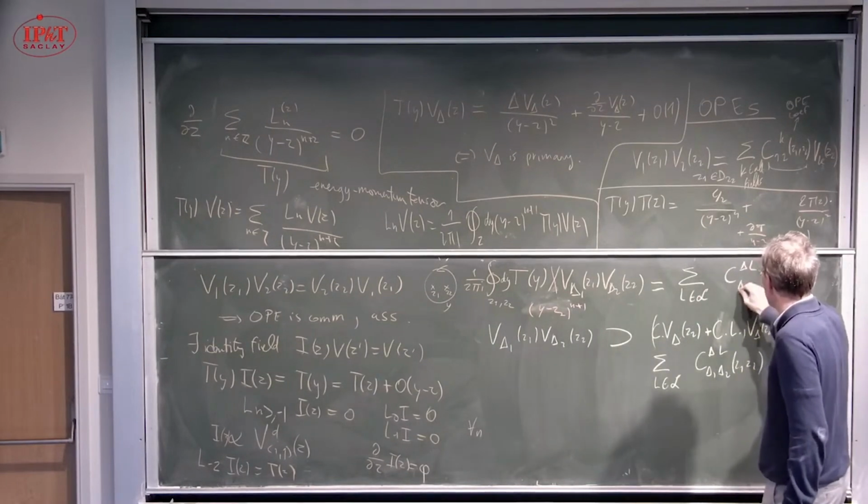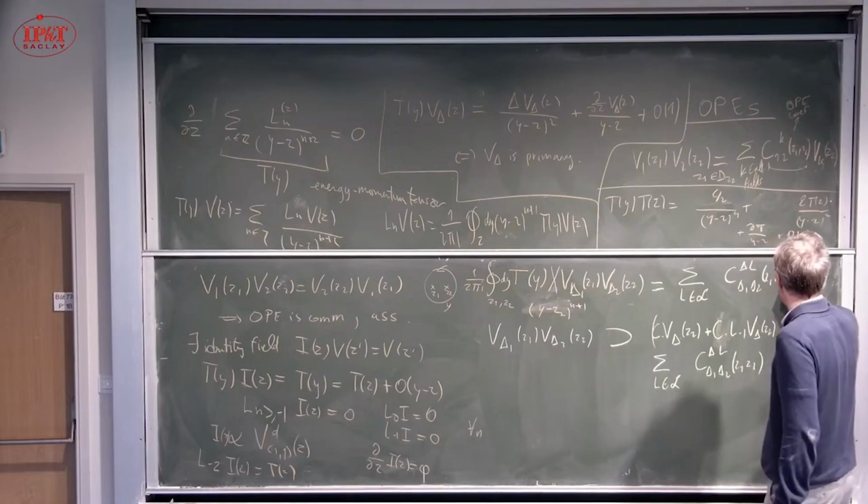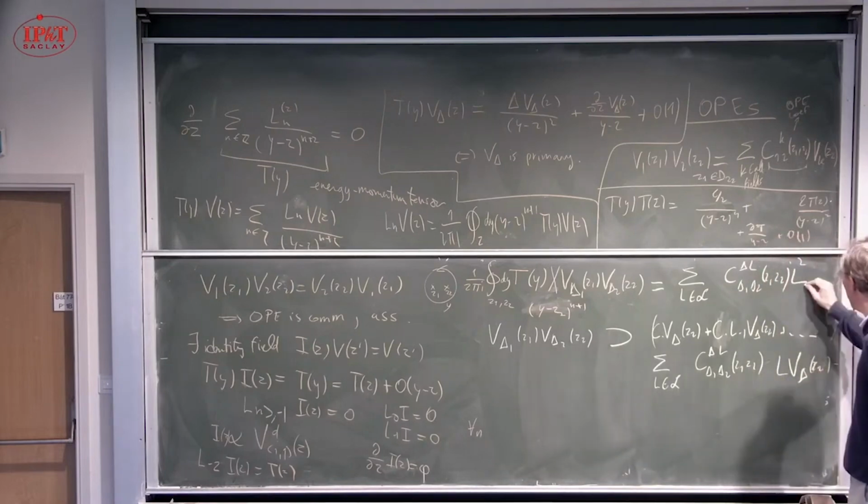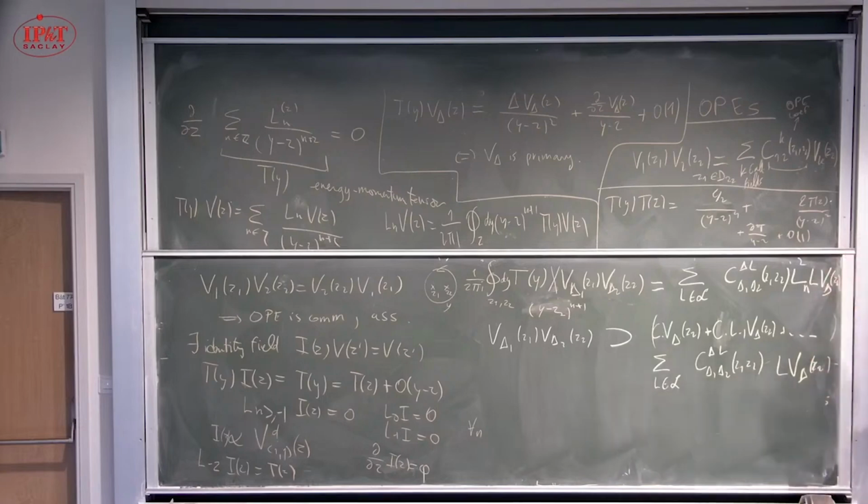the sum of t, delta L, delta 1, delta 2, z1, z2, L_n acting on V_delta of z2. Right, that's the first way to do the OPE.